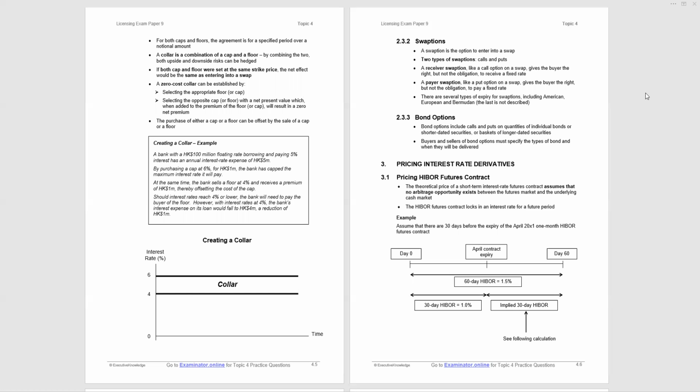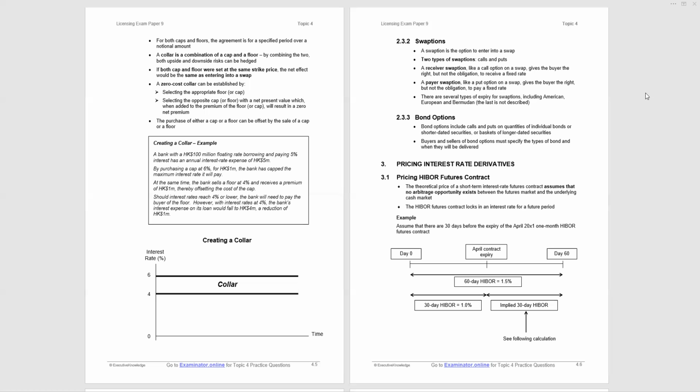At the same time, the bank sells a floor at 4%, and receives a premium of 1 million. So it's paid a premium of 1 million, receives a premium of 1 million, which offsets the cost of the cap. Now, should interest rates go below 4%, then the bank's going to have to pay the buyer of the floor, bringing the effective interest rate back to 4%. However, as it says there, with interest rates at 4%, the bank's interest expense on its loan would fall to 4 million, a reduction of 1 million from the original 5.